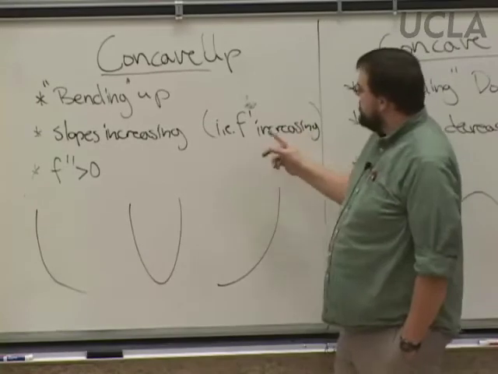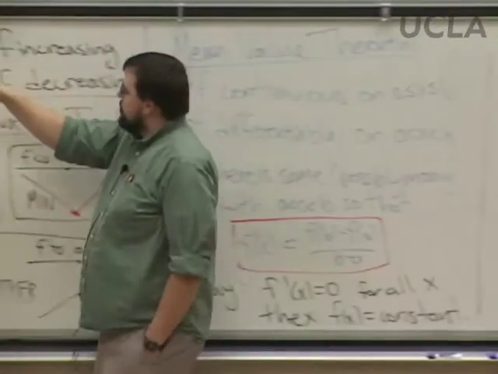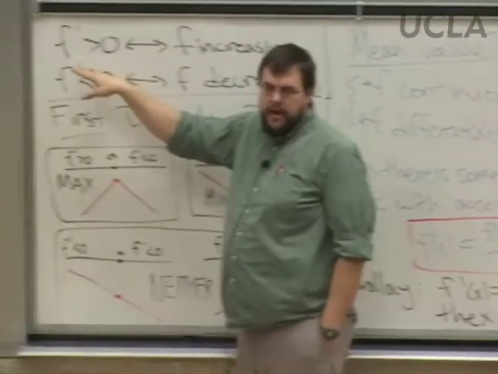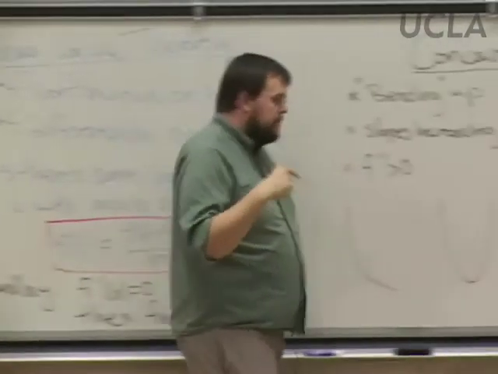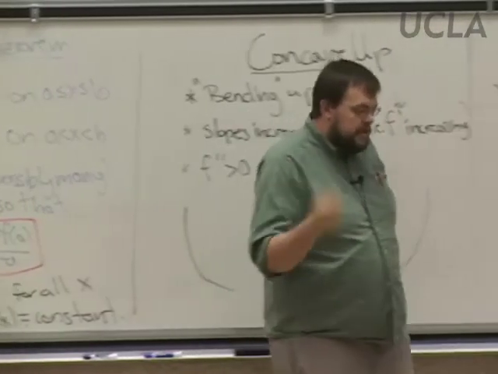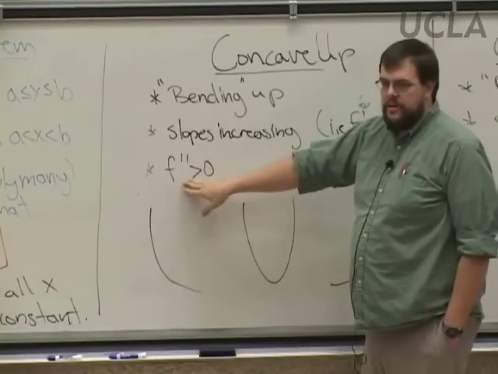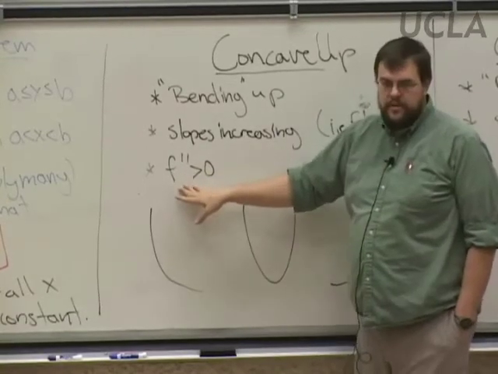If the derivative is increasing, remember, when is a function increasing? A function is increasing when its derivative is positive. So when would the derivative be increasing? It would be increasing when the derivative of the derivative is positive, or in other words, the second derivative is greater than 0. So concave up corresponds to where the second derivative is greater than 0.